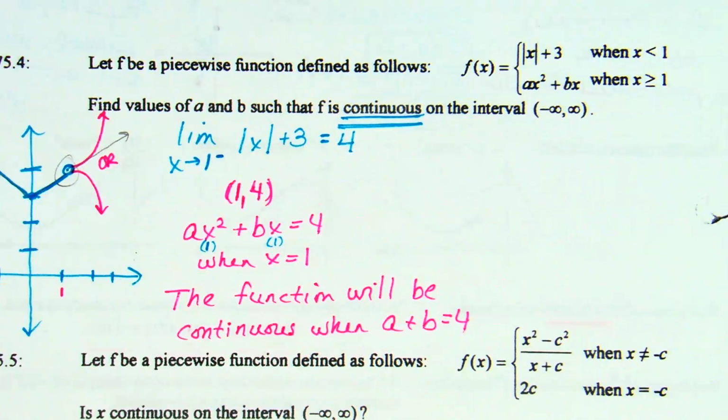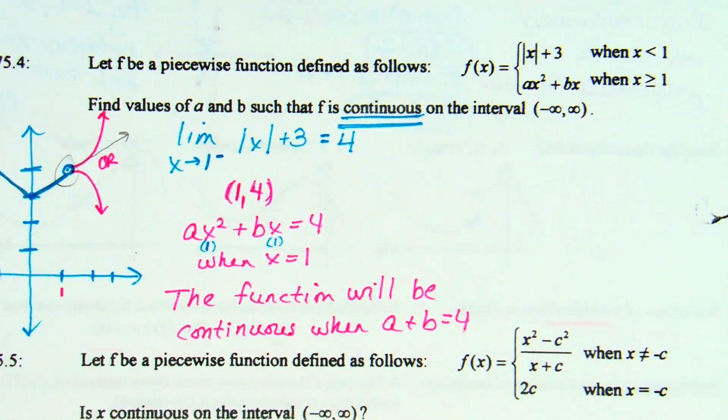Can you come up with a set of values that work? Okay, 2 and 2, 3 and 1, 1 and 3. Does anything say A and B both have to be positive? No. Okay, this parabola could be upside down. A could definitely be a negative value.